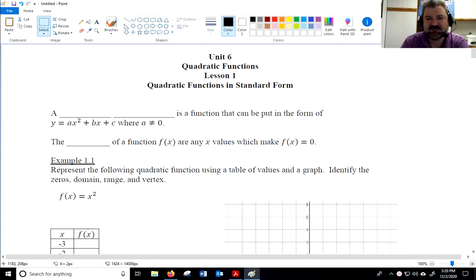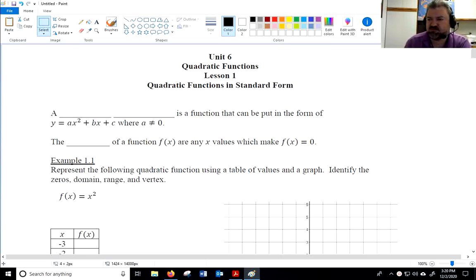Hello, welcome back for a brand new unit in Algebra 2. This is Unit 6, and Unit 6 is all about quadratic functions. In Unit 5, we studied quadratic expressions and quadratic equations. We learned how to solve them by completing the square, factoring, using square roots and the quadratic formula. So we'll be able to apply a lot of what we learned in that unit as we look at functions that are quadratic in this unit.